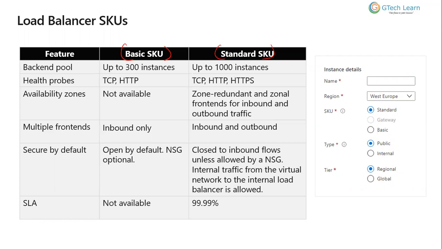If we are talking about multiple front ends, in the basic SKU, we only have the inbound-only multiple front end option available. However, in the standard SKU, inbound and outbound multiple front ends are available. If we want to secure our load balancer, the basic one is open by default and we can optionally utilize an NSG. But the standard load balancer is closed to the inbound flow unless it is allowed by the NSG, and internal traffic from the virtual network to the internal load balancer is allowed.